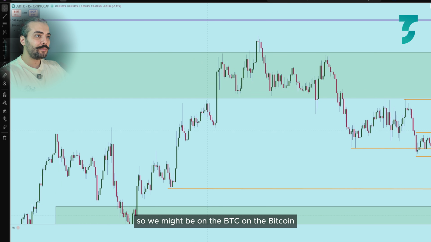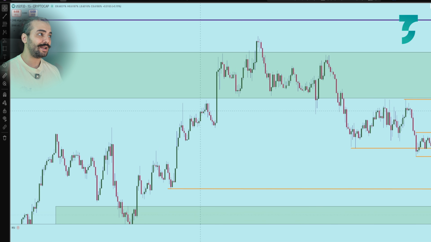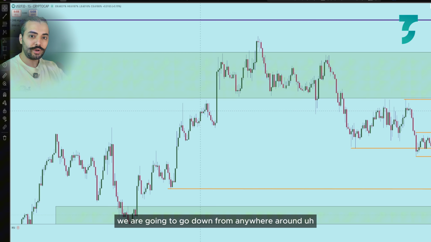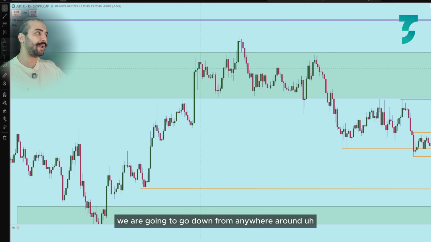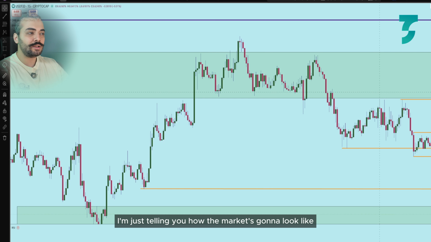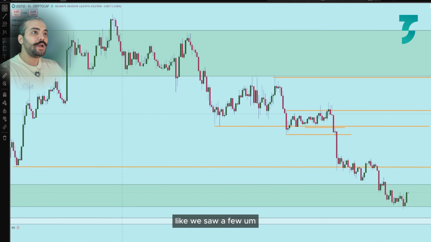So on the Bitcoin, we might be at about here, in this consolidation, or even here. So these are the last final legs that we can see of the bullish momentum of the Bitcoin. These are the last levels. We are going to go down from anywhere around here up to 65. So just make your play. I don't know if you're doing it in 5 minutes, 15 minutes, or hourly. These are different. I'm just telling you how the market's gonna look after this leg.